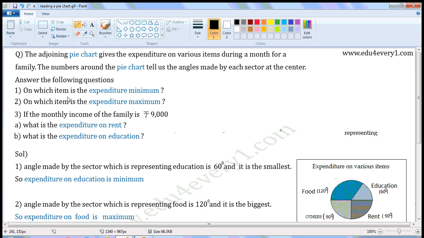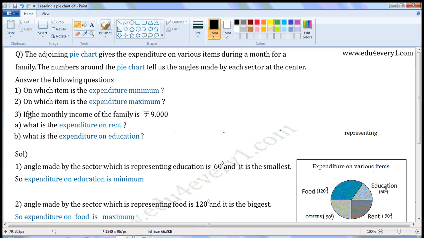Now, first question. On which item is the expenditure minimum? Angle made by the sector which is representing education is 60 degrees and it is the smallest. So, expenditure on education is minimum.